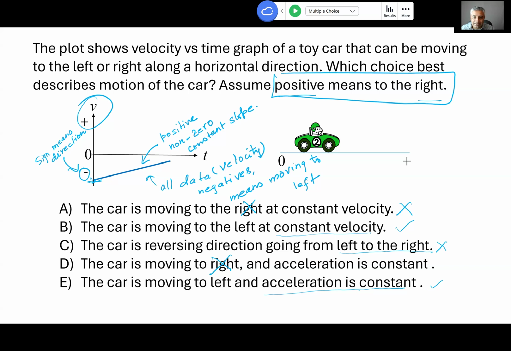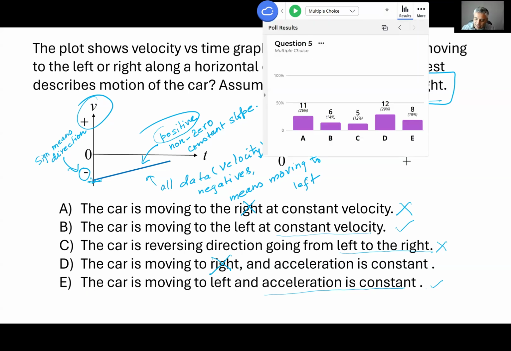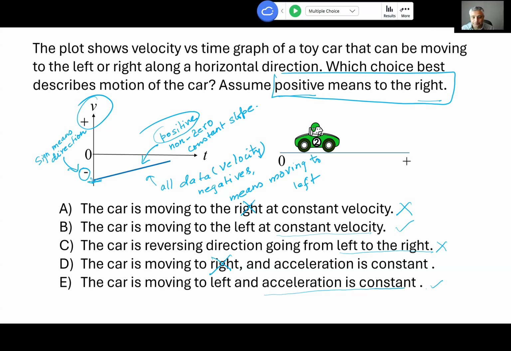But even if it asked about whether its acceleration is positive or negative, you can tell by just looking at the slope, whether it's positive or negative. Okay. So E is the correct answer in this case. Oh, that was tough.